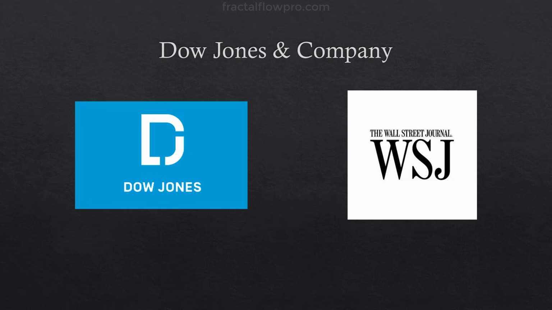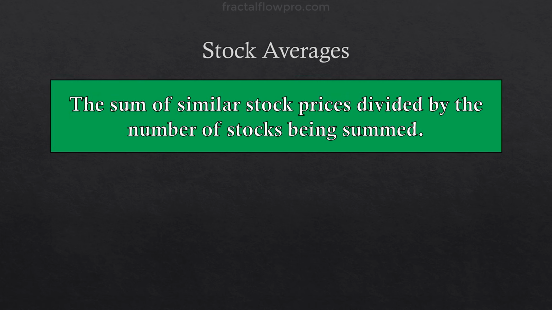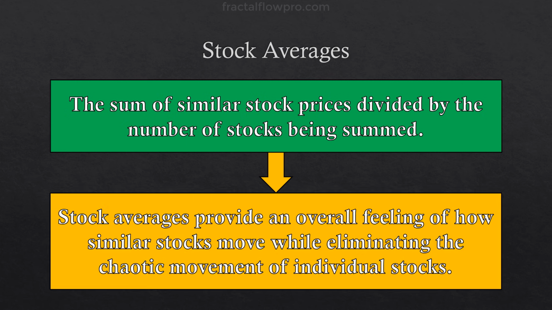For that reason, Charles Dow had the idea of creating stock averages, which is nothing more than the sum of similar stock prices divided by the number of stocks being summed. This gave an overall feeling of similar stocks while smoothing out the erratic movement of individual stocks. These averages were published in the Wall Street Journal and they are still widely used today.